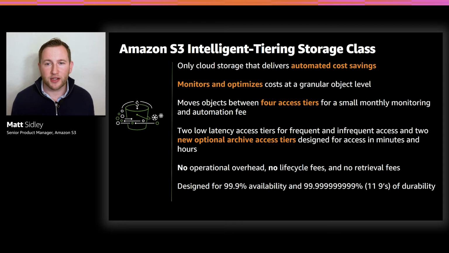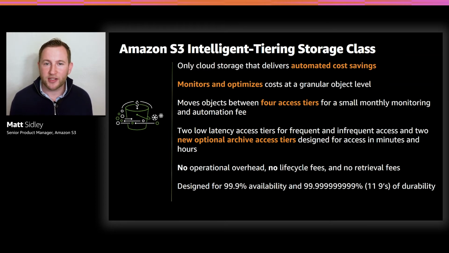S3 Intelligent-Tiering is the only cloud storage class that automatically delivers cost savings by moving objects between 4 access tiers based on changing access patterns. S3 Intelligent-Tiering delivers millisecond latency and high throughput performance with a frequent access tier priced the same as S3 Standard and an infrequent access tier priced the same as S3 Standard infrequent access.